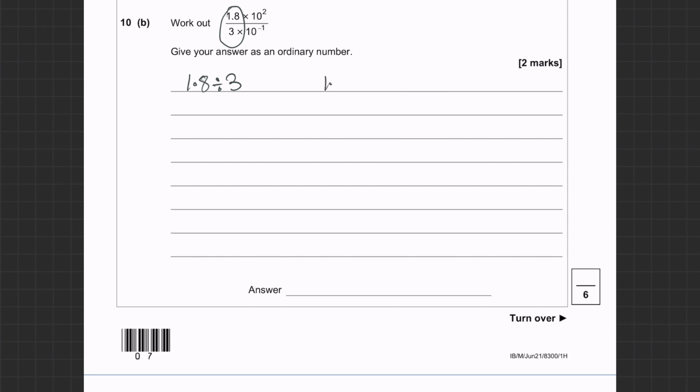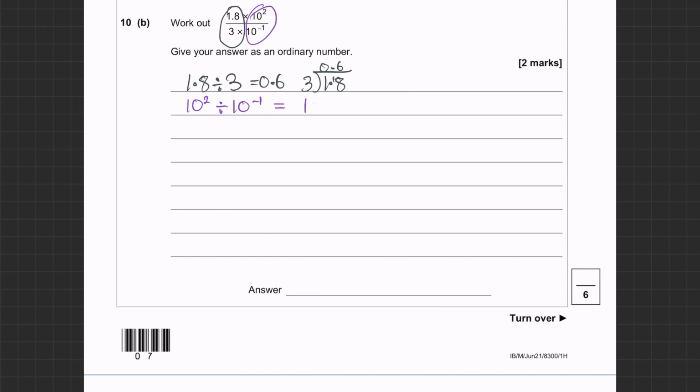You could do it as 1.8 divided by 3. 3 doesn't go into 1, so we'll carry that over. 3 goes into 18 6 times, so it'll be 0.6. And then we've got 10 to the 2 divided by 10 to the minus 1.